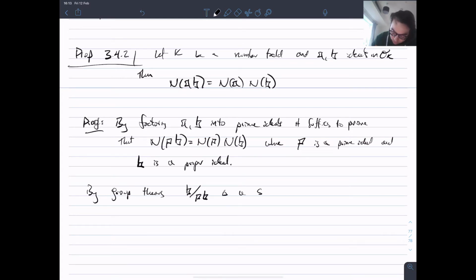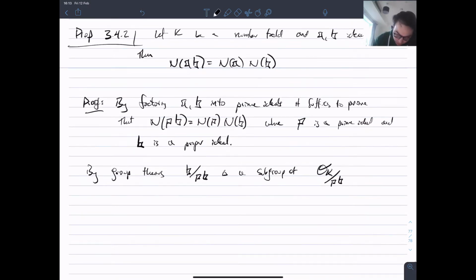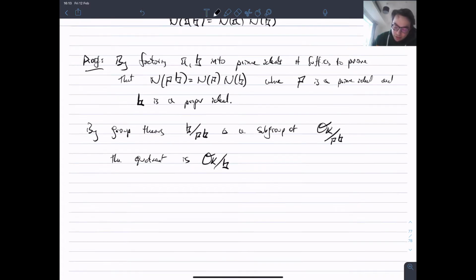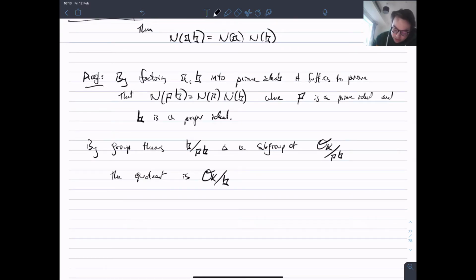This is a subgroup of OK mod PB, since B is a subgroup of OK, and their quotient is... so this is a subgroup of this, so I could take their quotient group, and if you go through, you'll notice that this is just OK mod B. Somehow the p's cancel out when you do the quotient. It's not exactly that, but if you haven't seen it from group theory, then we can just assume this. If you don't believe me, then try and prove it.